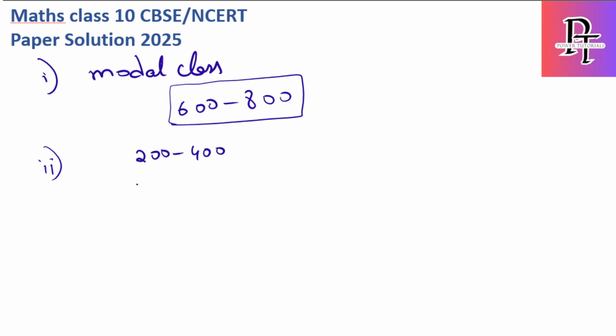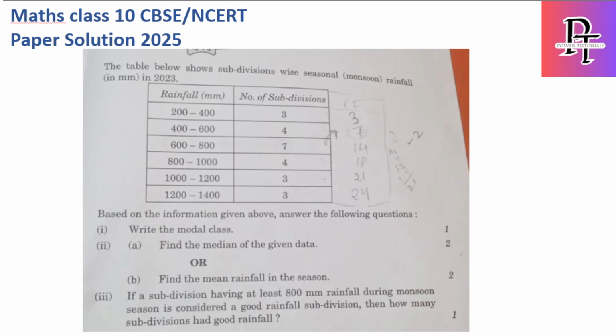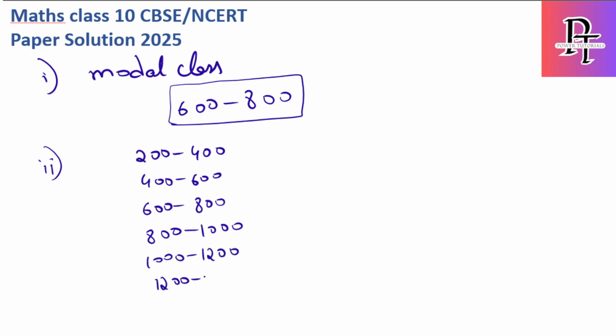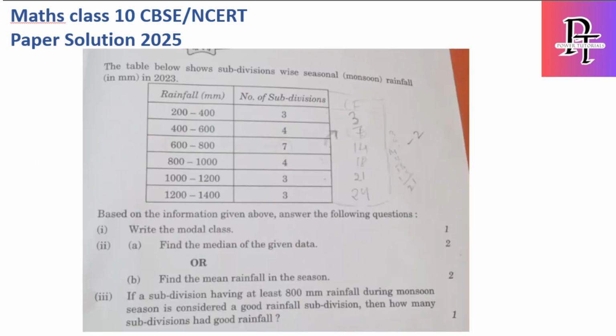200 to 400, I need to write till 1400. 400 to 600, 600 to 800, 800 to 1000, 1000 to 1200, 1200 to 1400. Okay, let's write the f values.